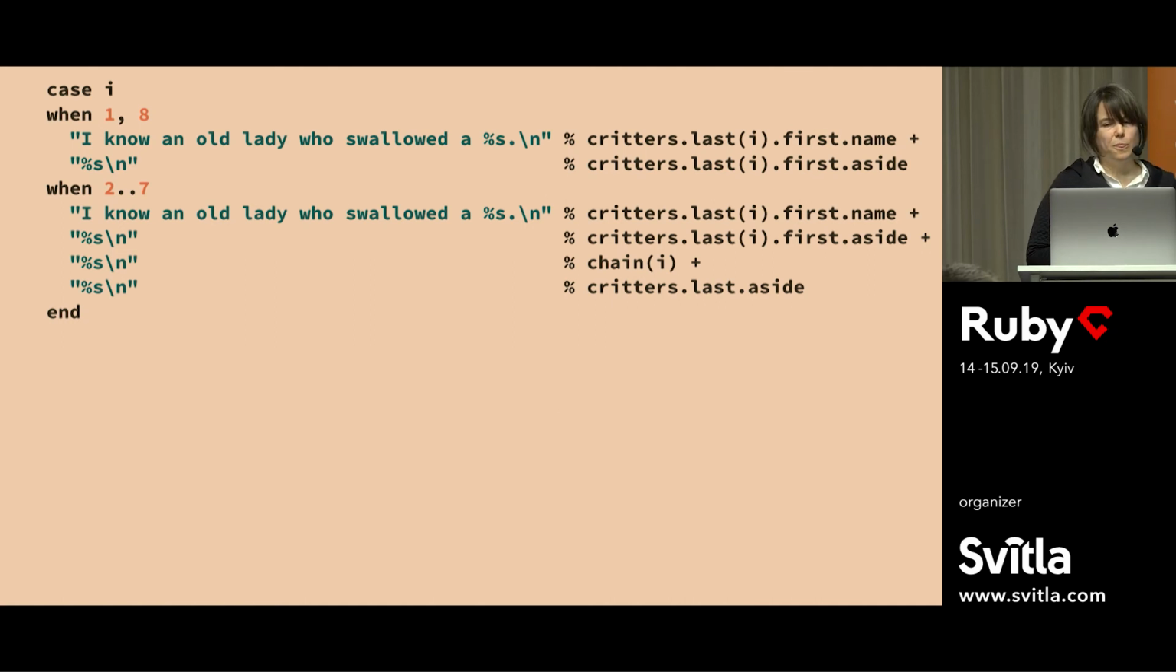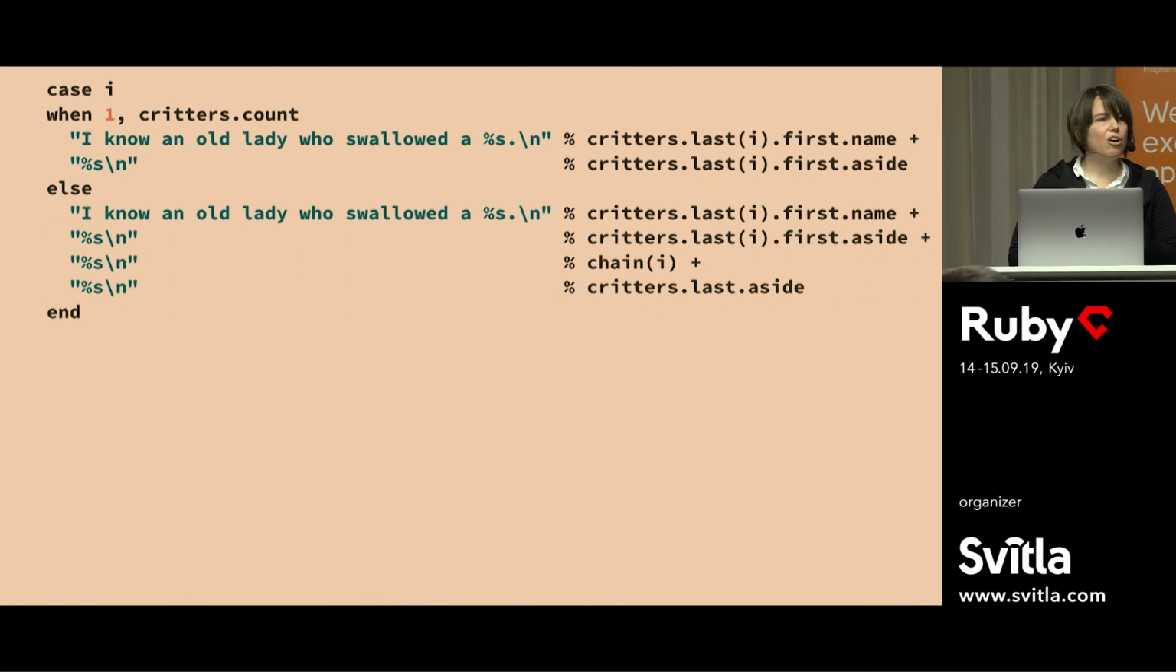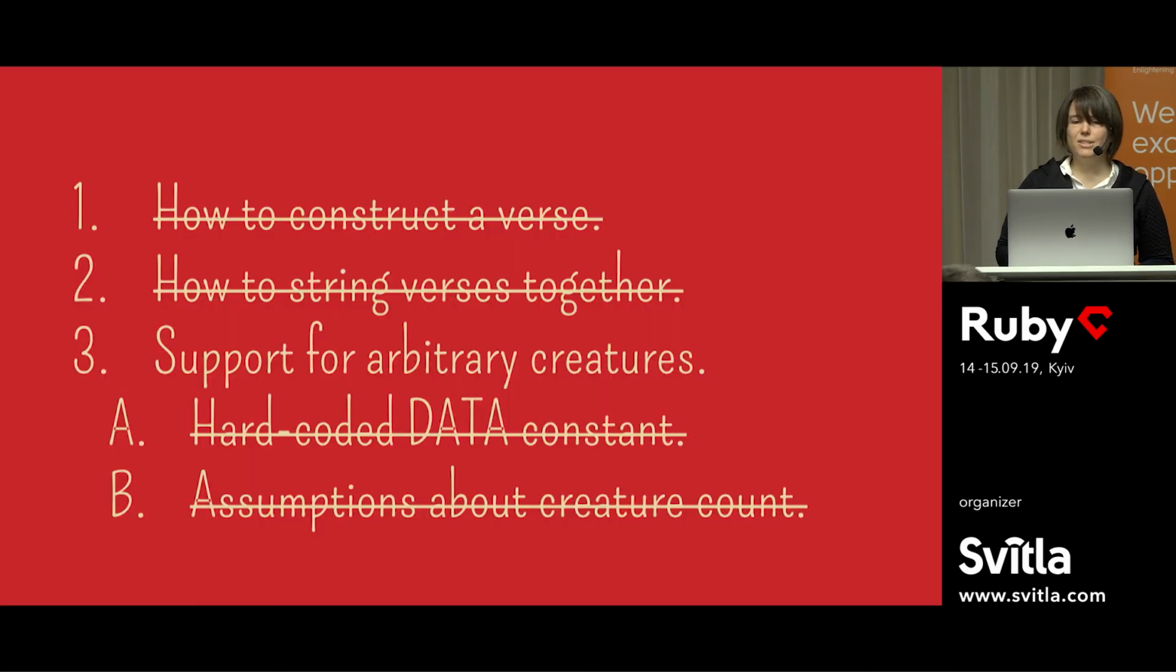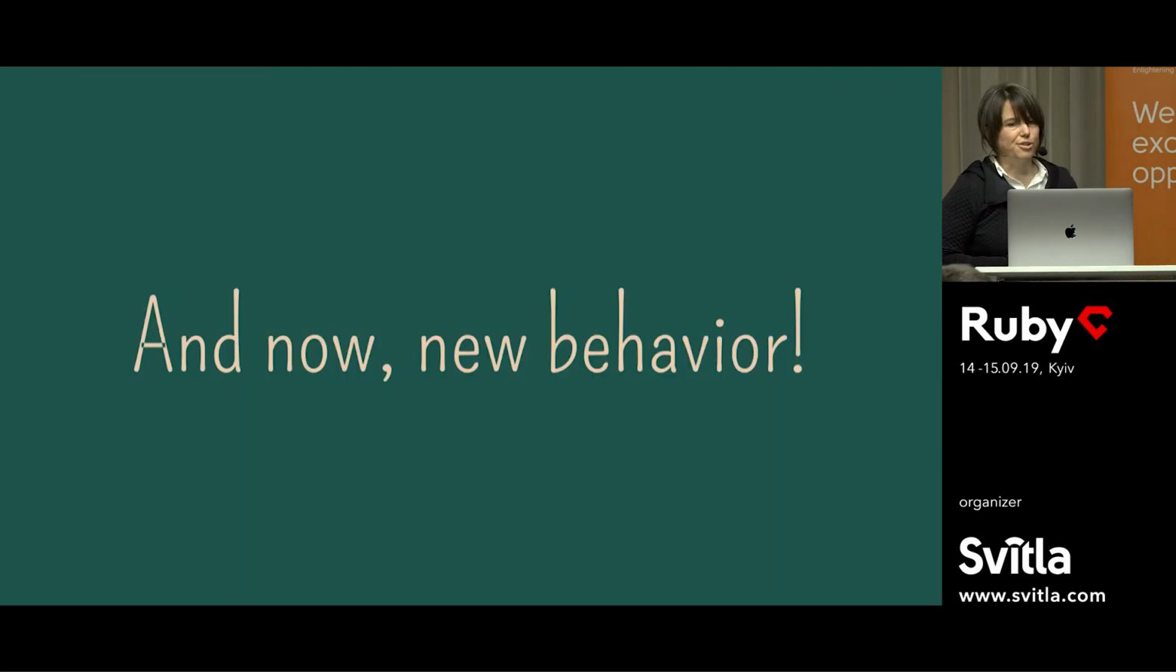If you read the case statement, it seems to say that if you're on verse 1 or verse 8, do one thing. If it's anything between 2 and 7, do some other thing. And what we really mean is if it's the first verse or the last verse, do one thing. Otherwise, in all other cases, do something else. And that's basically it. If we've done this right, we should be able to generate lyrics with arbitrary critter data.